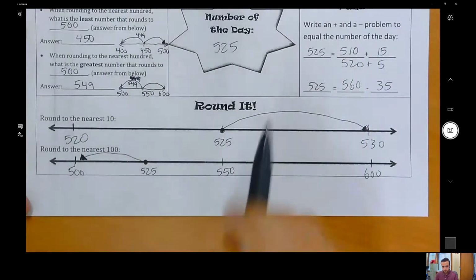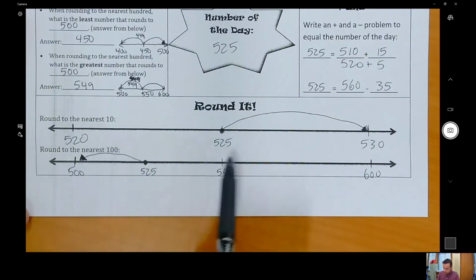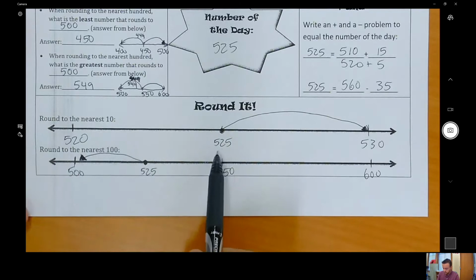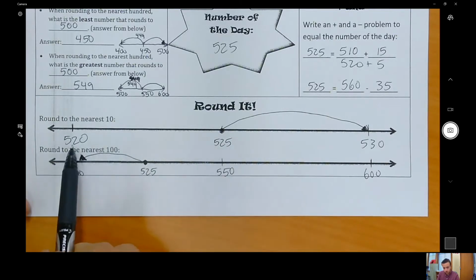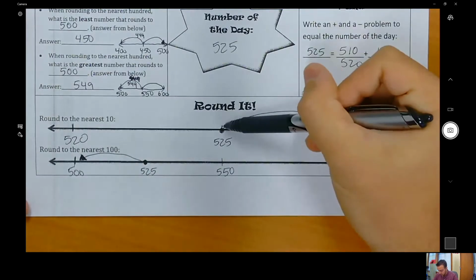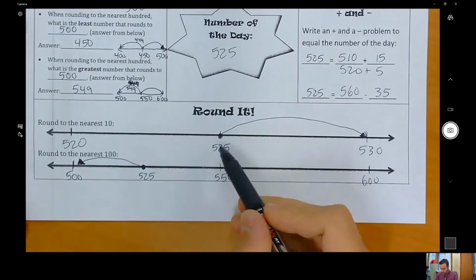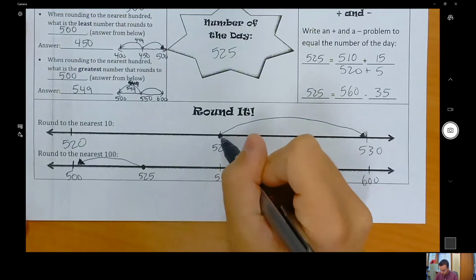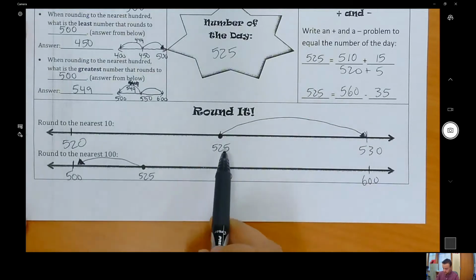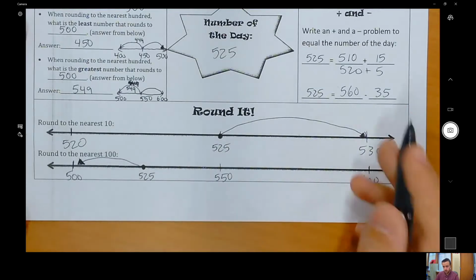For the round it section, looking at this first number line here on top, it says round to the nearest 10. Well, my number of the day is 525. So the 10 right below it is 520. That's why I wrote 520 here. And then the 10 above it is 530, and that's why I wrote 530 there. In the middle, I would put 525 because that's right in the middle between 520 and 530. And that just so happens to be my number, so I put a dot there to show that's my number. And I know that since we're at the halfway point or above, we round from 525 to 530. So that's why I drew that arrow saying I'm rounding up.